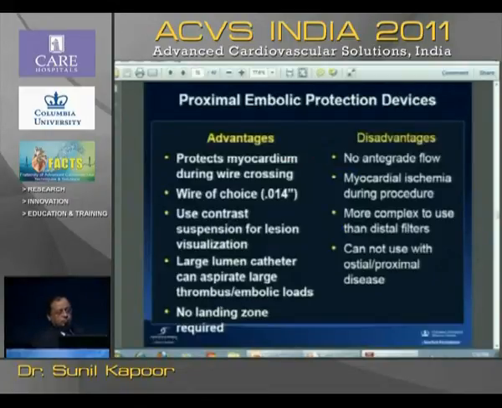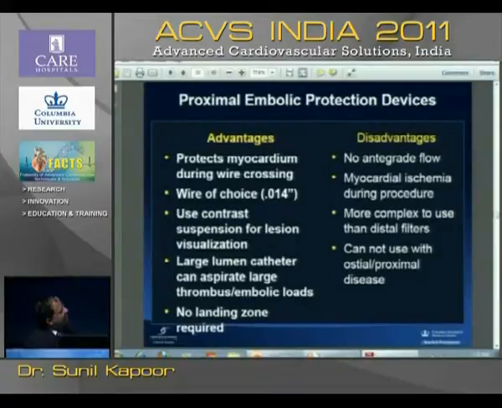Next slide. Proximal embolic protection devices, advantages: protects the myocardium during the wire crossing also. Wire of choice is 0.014. Contrast suspension is used for lesion visualization. So when you're occluding the vessel, then you inject some contrast. That contrast will stay there, and can be used for visualization of the lesion. Again, you'll have to use a slightly longer stent. Always take a slightly longer stent because you don't want a geographic miss.